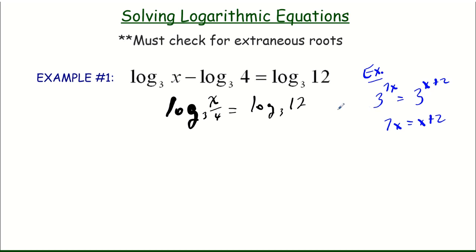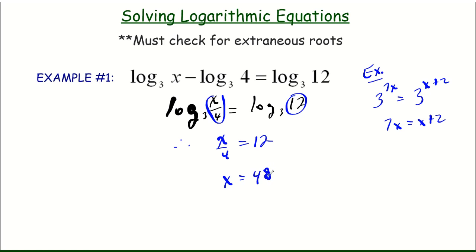Using that same train of thought, I've got some argument here that I'm taking the log of to base 3, and something on the right side that I'm taking the log of to base 3. The only way this could possibly be true is if the argument on the left side is the same as the argument on the right side. So based on the principle of equality, the only way the log of x over 4 to base 3 could equal the log of 12 to base 3 is if x over 4 is the same thing as 12. Now you just solve, and I get x is equal to 48.